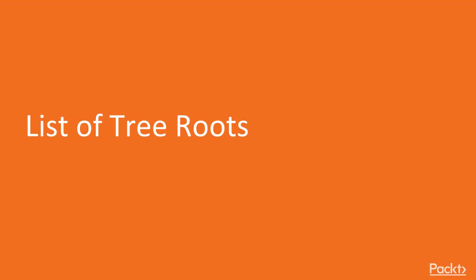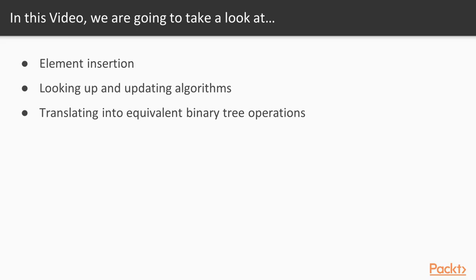We're now at the second video of this section, List of Tree Roots. In the previous video, we learned how to increment a binary number. In this video, we'll look at the element insertion, lookup, and update algorithms. We'll see how all these operations translate into equivalent binary tree operations.